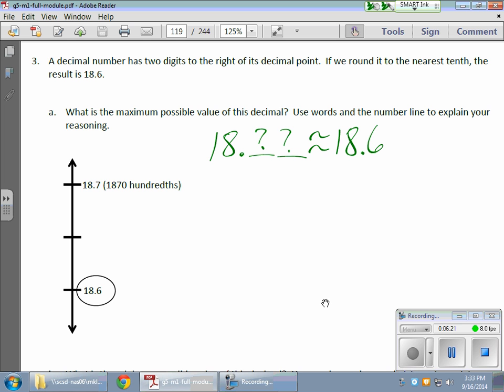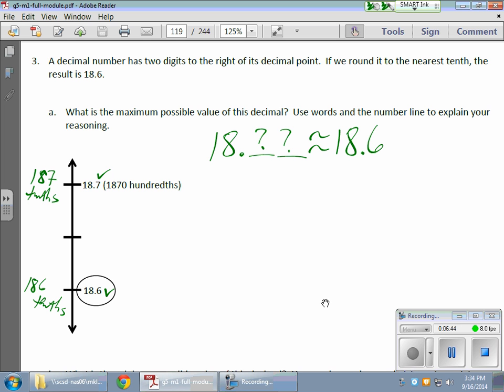Well, this chart over here is going to help me because I have an 18.6 over here and an 18.7 over there. If I was to put this all in tenths, I would have 186 tenths and I would have 187 tenths. Now I need to look at the hundredths here.